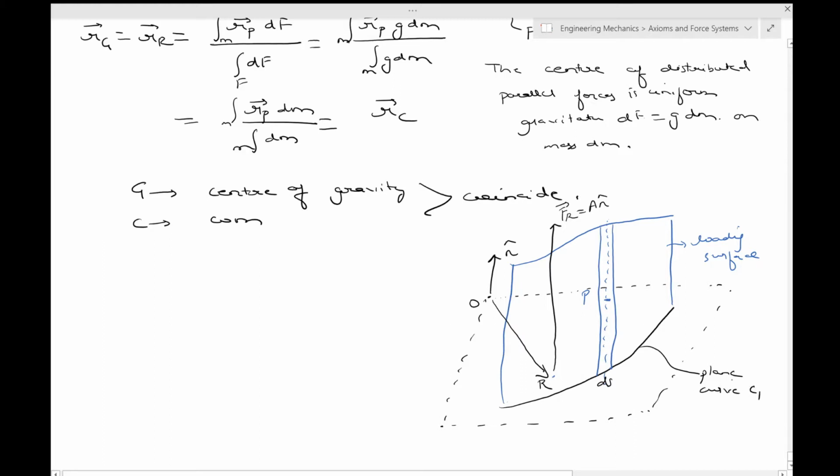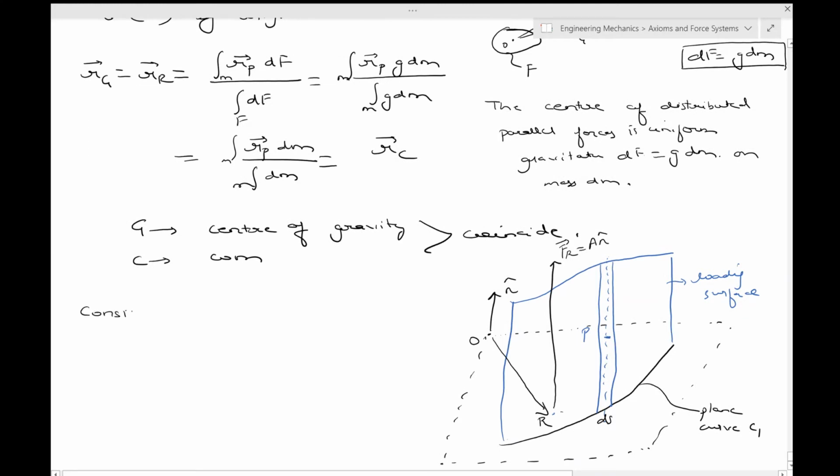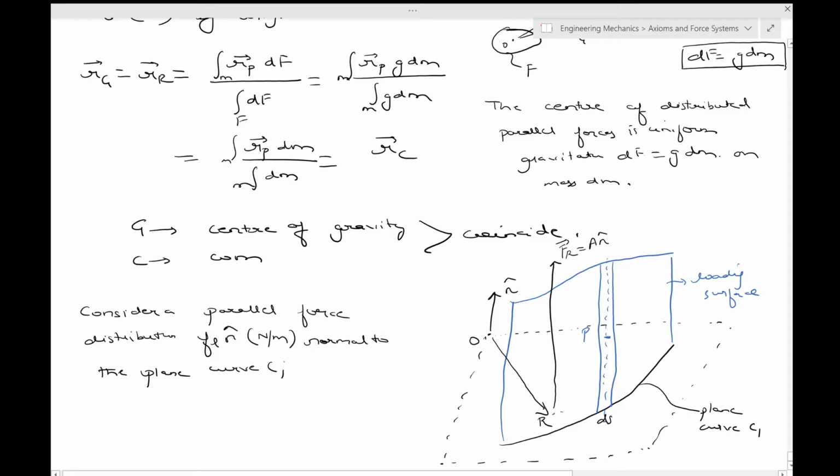Plane curve C1, and say, okay, so let's try to understand this. So consider a parallel force distribution FL in the direction n, units will be N/m, Newton per meter. This is normal to the plane curve C1. Okay, so C1 is the curve which is, you can see in this diagram, in black color, and it has a loading, distributed parallel loading FL.